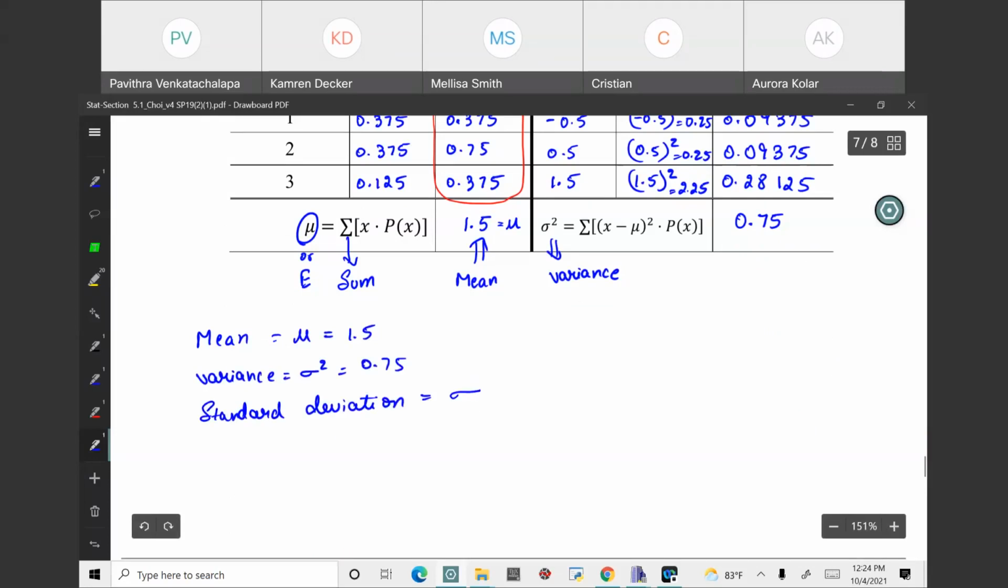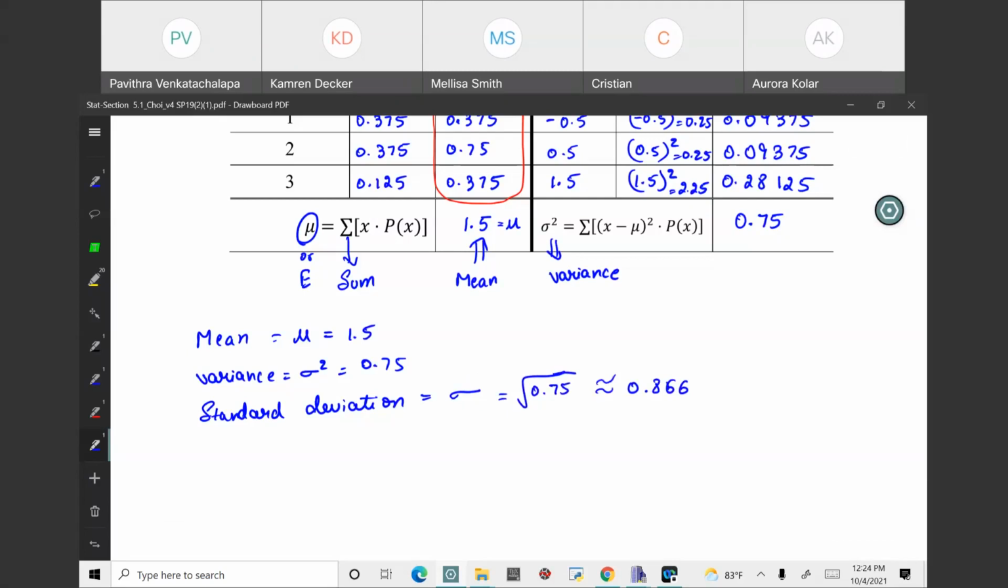Standard deviation is denoted by sigma. That means exactly the square root of 0.75, which is roughly 0.866. Okay, so this is how you compute the mean, variance, and standard deviation.